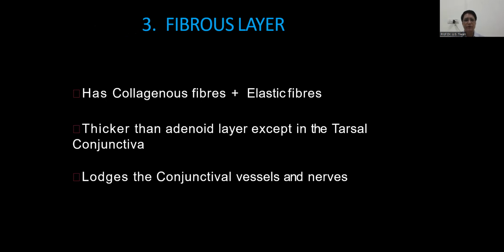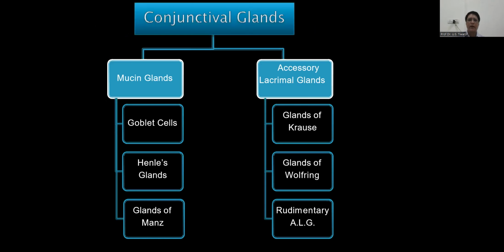And the third layer is the fibrous layer, which has got collagen fibers and elastic fibers. It is thicker than the adenoid layer, except in the tarsal conjunctiva. It lodges the conjunctival vessels and the nerves. So this is the important site, the deepest layer, the fibrous layer, which lodges the conjunctival vessels and the nerves.